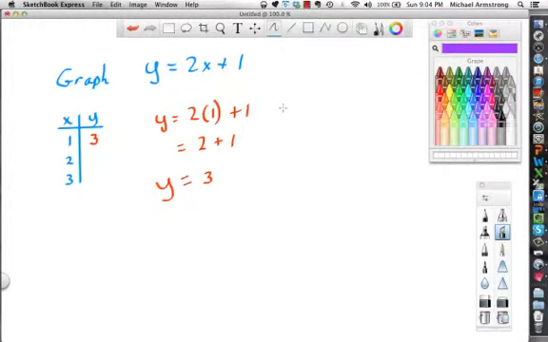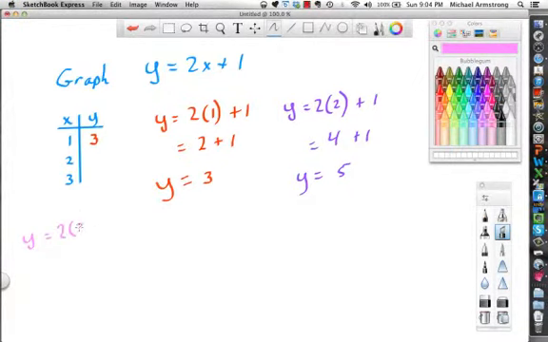If we try the next one, y equals 2 times 2. That's what the next input is, 2. That's what the x is, plus 1. And then we can continue to solve. 2 times 2 is 4, plus 1, which is equal to 5. So y is equal to 5. And then one more in pink. Y is 2 times 3, because that's our third x, plus 1. That's the same equation we've been using, is 6 plus 1, which is 7. So y is 7.